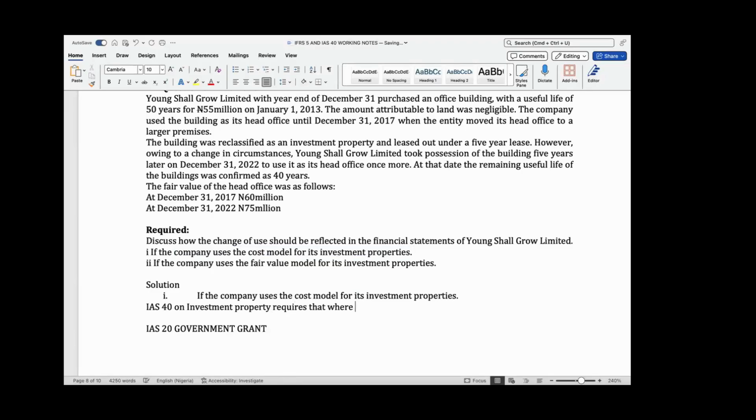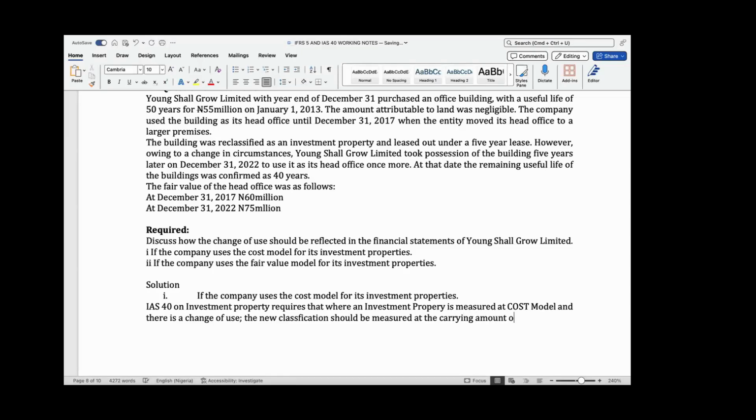where an investment property is measured at cost model and there is a change of use, the new classification should be measured at the carrying amount of the old classification.